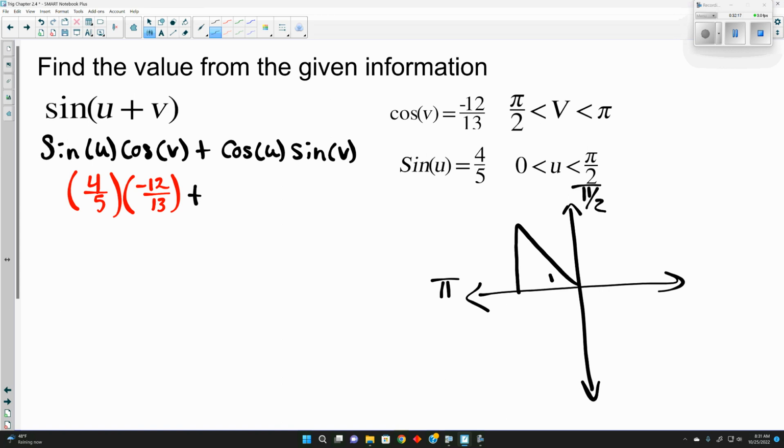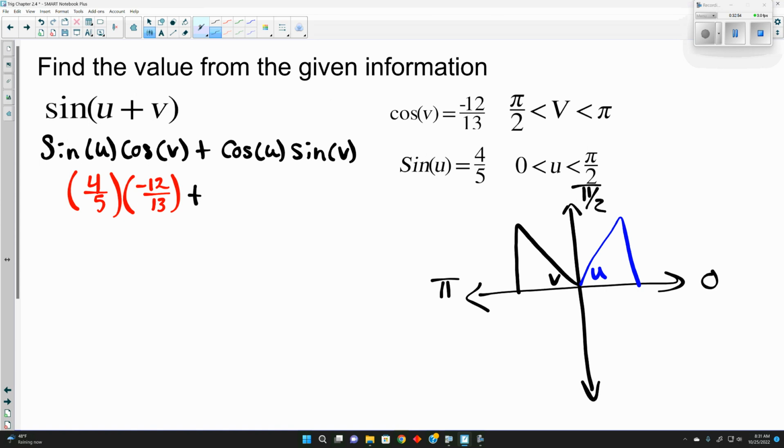So that means v is over here in the second quadrant. And u, 0 to pi over 2, is over here in the first quadrant. And the reason they gave us this is really to help us set up these triangles and figure out what the values are. Now for v, cosine of v, they told us that cosine of v is negative 12/13.